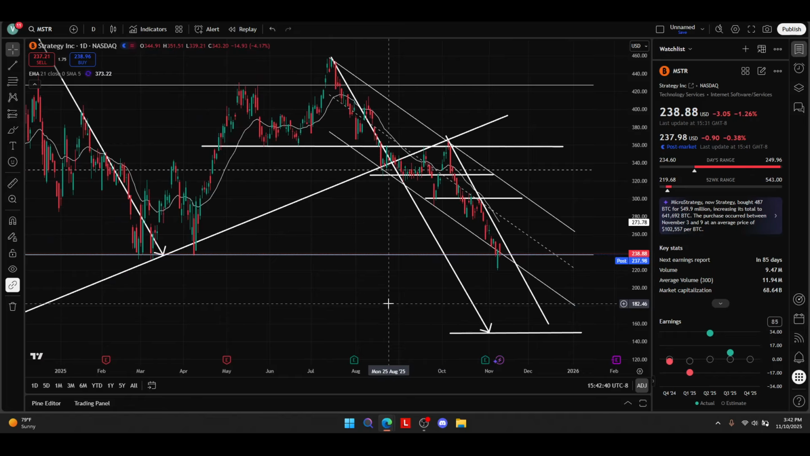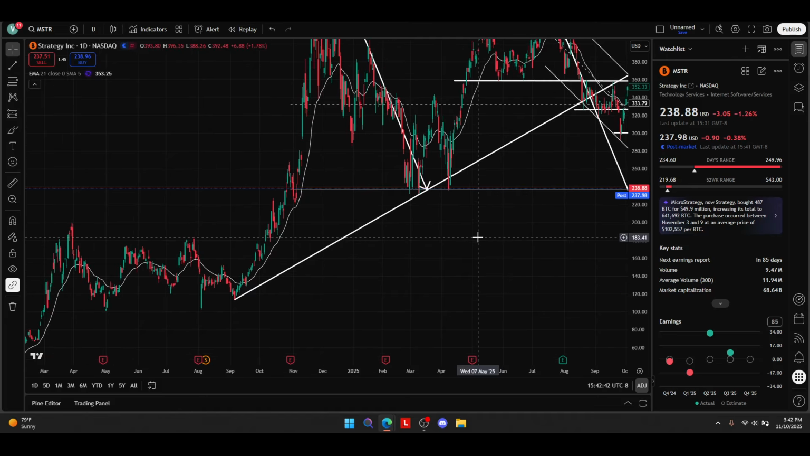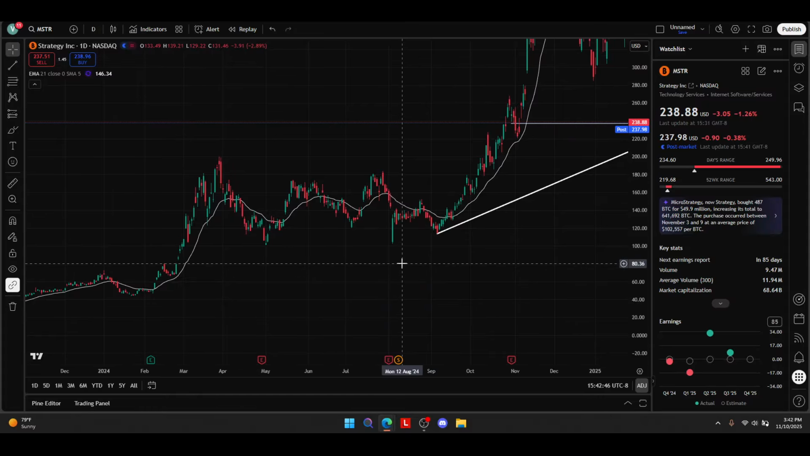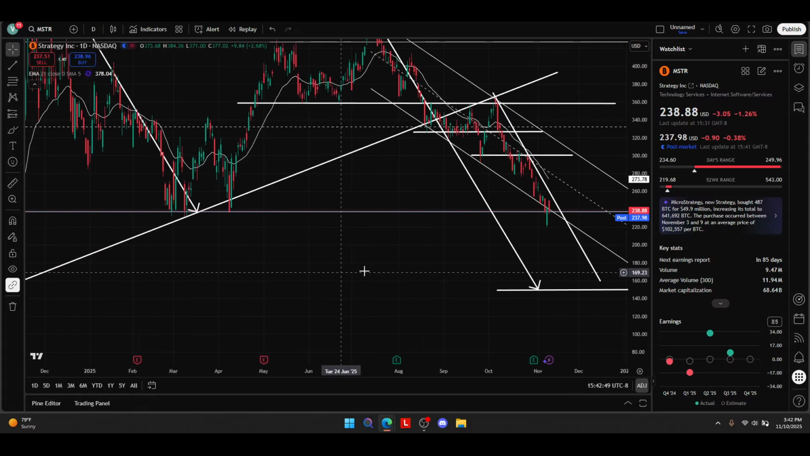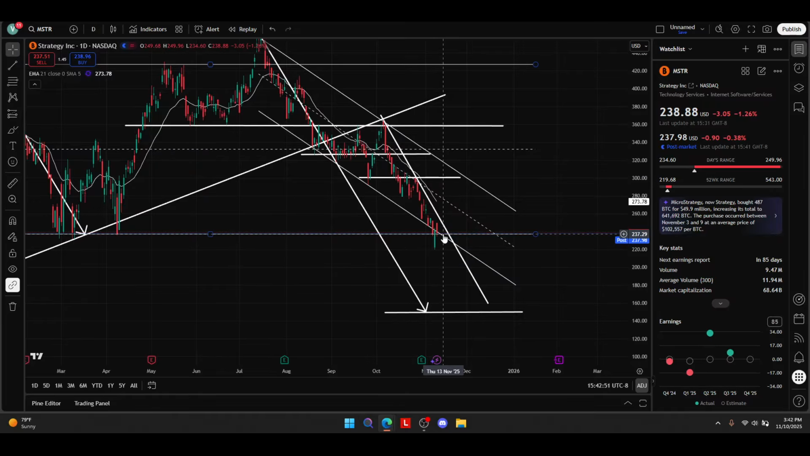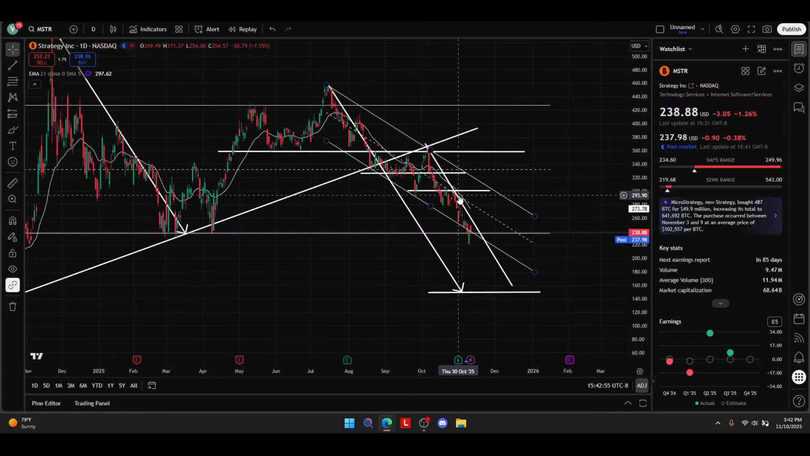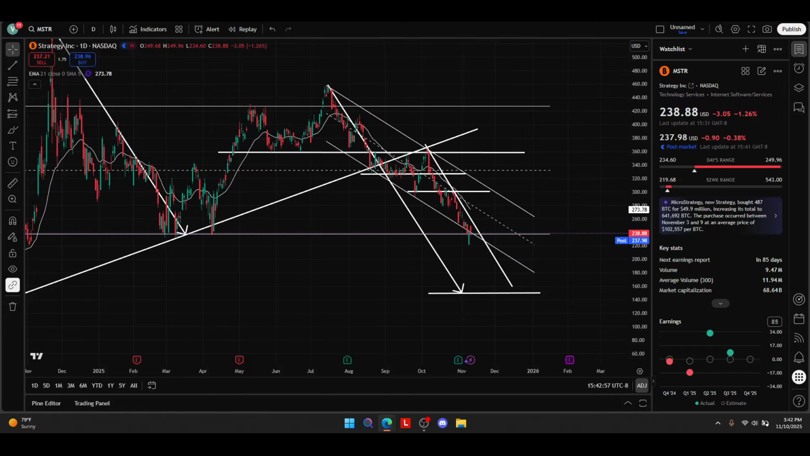You want to see more than this. You want to see like a V bottom reversal. Whenever price breaks a level, you want to see it reverse immediately, not taking its time. So we'll see what happens. But overall, that's still what I see in the chart, right? Still hasn't broken the bearish trend line, but we are bouncing.